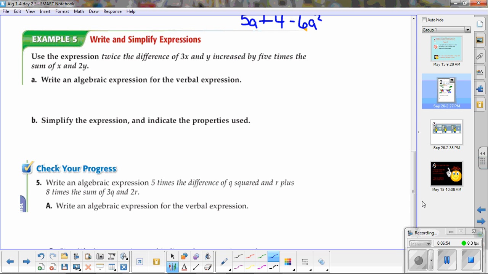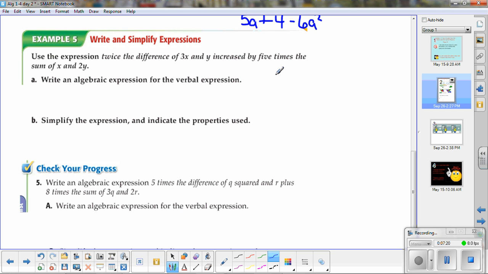In our next example, you're going to take an expression and write out the algebraic expression first. So twice the difference of 3x and y increased by 5 times the sum of x and 2y. Let's just go a little bit at a time here. Let's start with twice the difference of 3x and y.